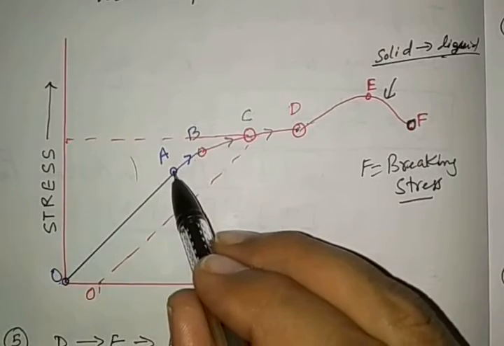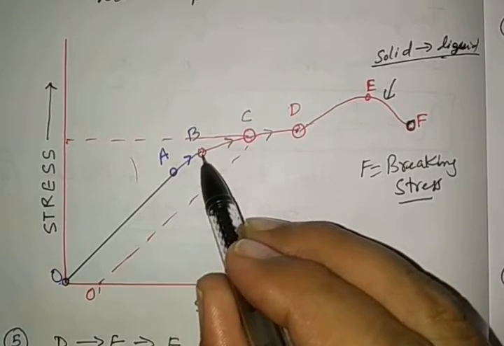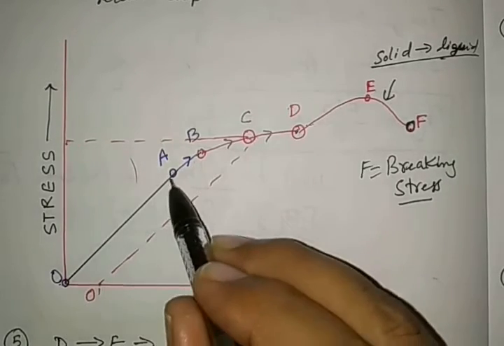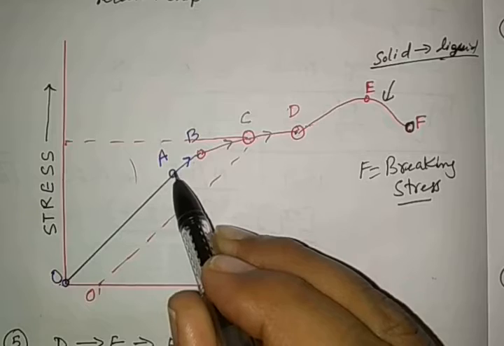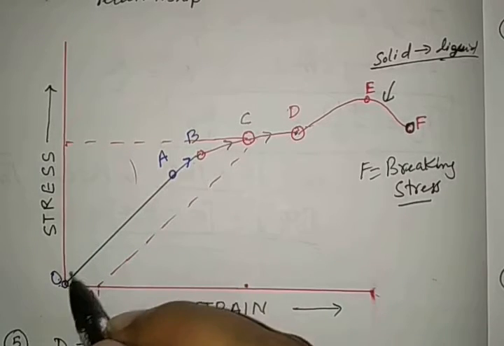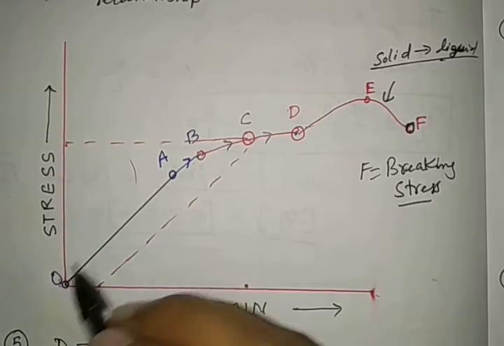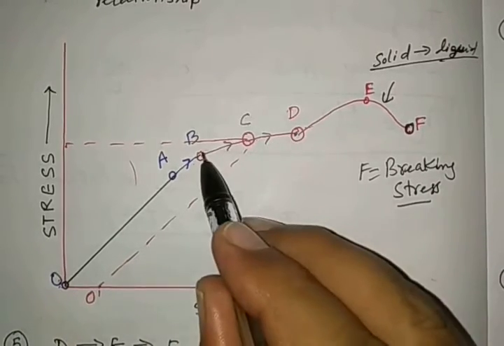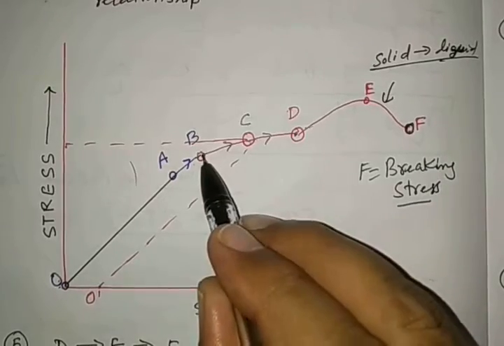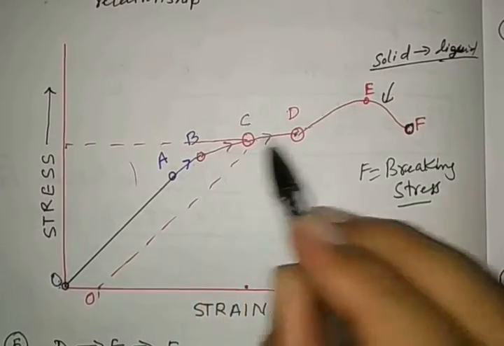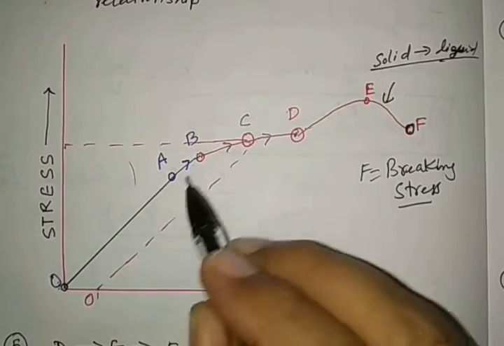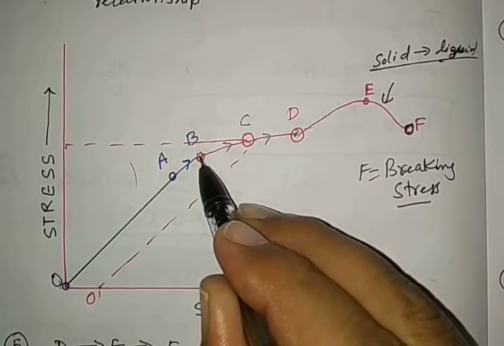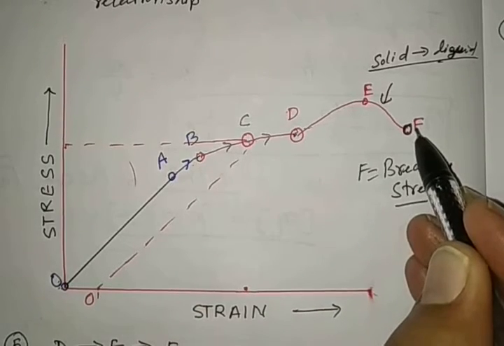We know A to B is a limit of proportionality, limit of elasticity, and O to A is the limit of proportionality, and O to B is called the elastic limit. After B, up to here, is called the plastic region. So O to B is the elastic limit and B to F is the plastic limit.